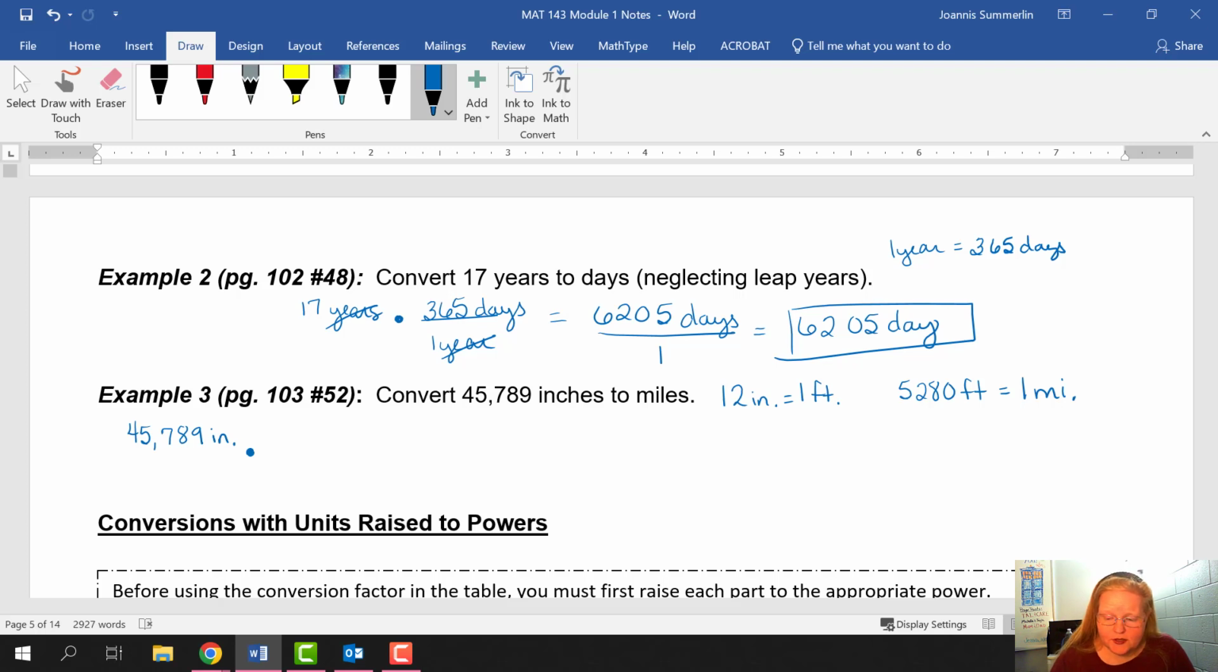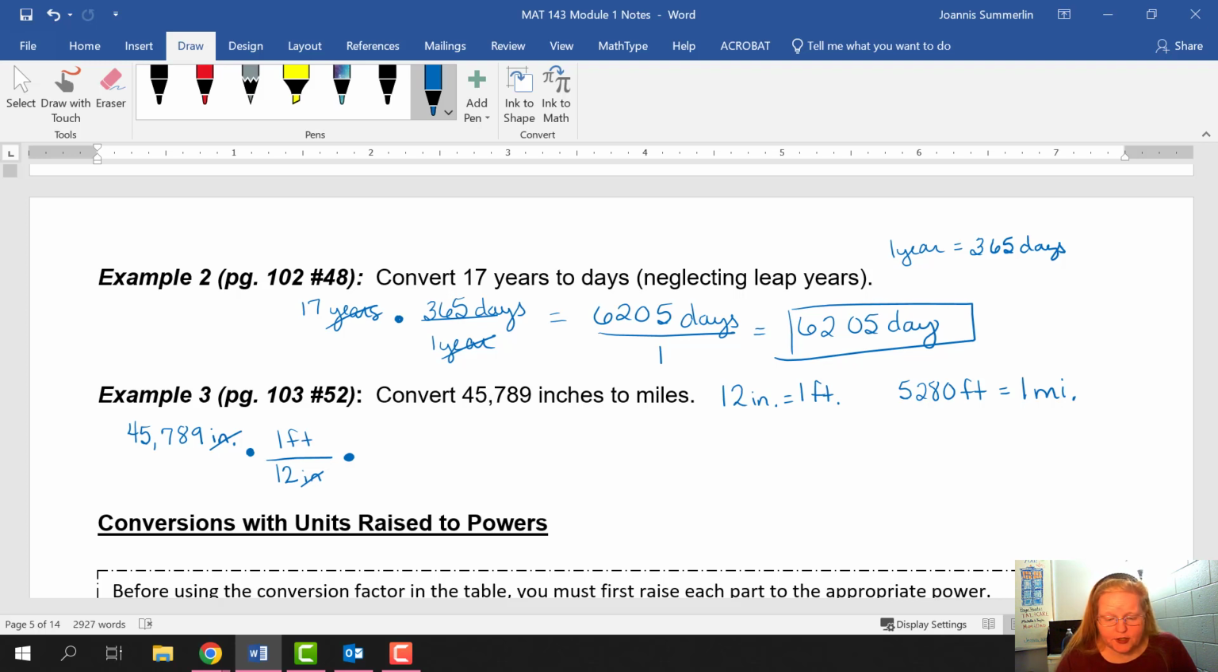So when I'm doing this, do I need the inches on bottom or on top? I'm going to have my inches on bottom so they'll cancel out. So I'm going to have to put the 12 inches on the bottom and the 1 foot on top. Well, that's okay, because we want our inches to be able to cancel out. But that doesn't leave me with miles, so I'm going to have to multiply again. So we're going to have more than one fraction. That's okay.